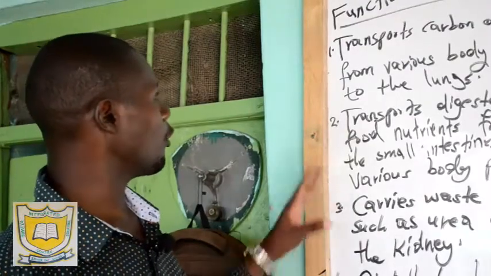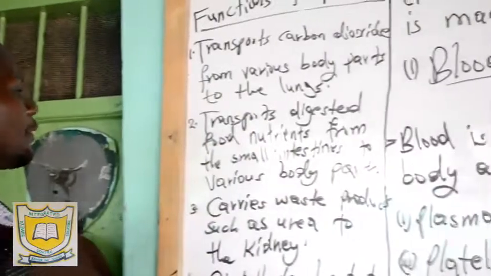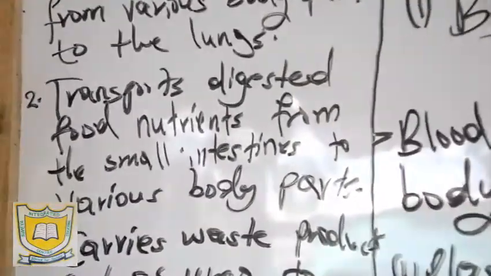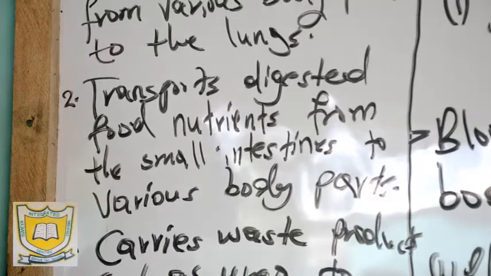Number 2, the second function of plasma, is that it transports digested food nutrients from the small intestine to various parts of the body. You understand, we eat food to work and also to move from one place to another.